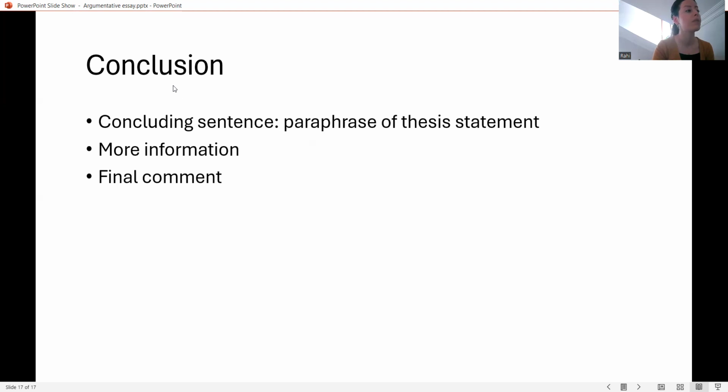And for conclusion, we have the concluding sentence, which is a paraphrase of the thesis statement, and then you have more information. You just repeat whatever you said in background information, but you try to paraphrase it somehow. And then final comment, this can be an interesting fact again, or a question about the future, some concern, some observations. So this is the final thought.